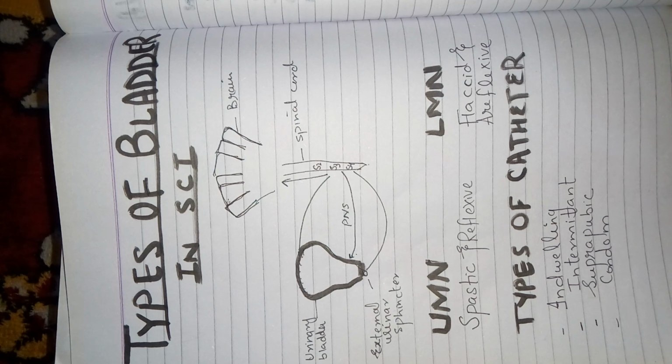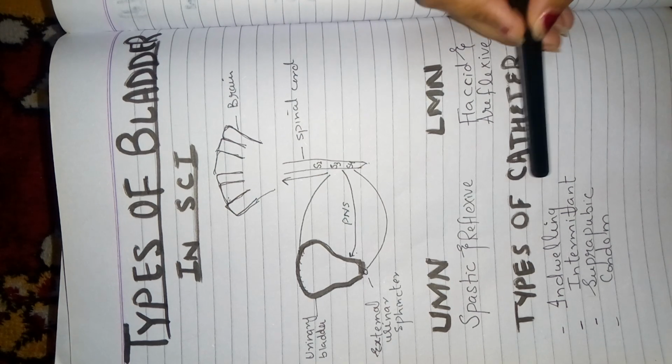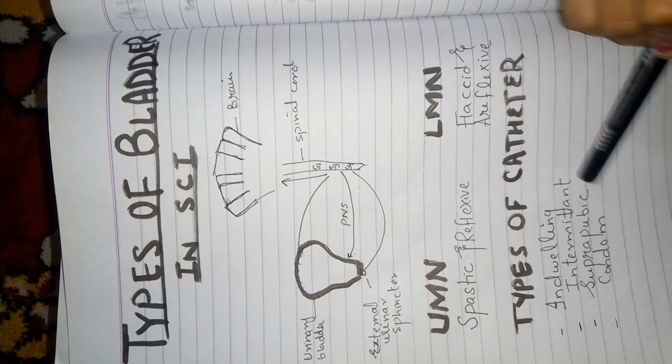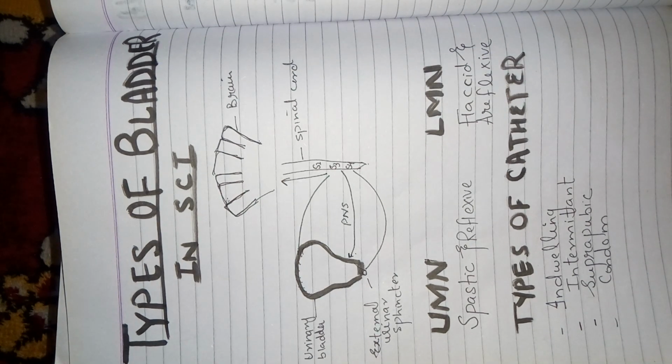Okay, and the type of the sphincter is mostly determined by urodynamic studies. After the study, they come to know which type of sphincter the patient has, and depending upon the type of the sphincter, the type of the catheter is chosen for the patient. Okay, now what are the types of the catheter? There is indwelling catheter, intermittent catheter, suprapubic and condom catheter. The two most common catheters are the indwelling and intermittent catheter.